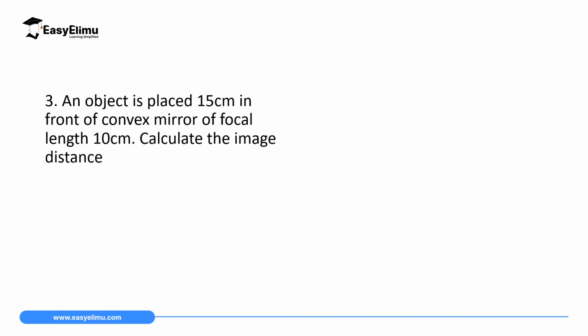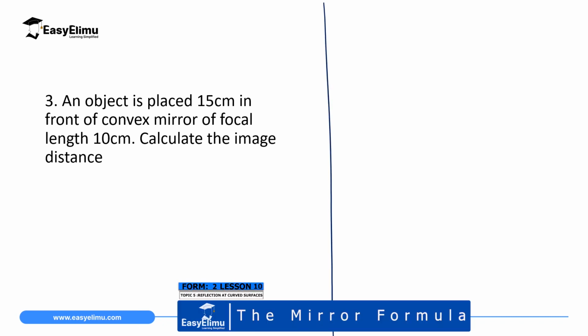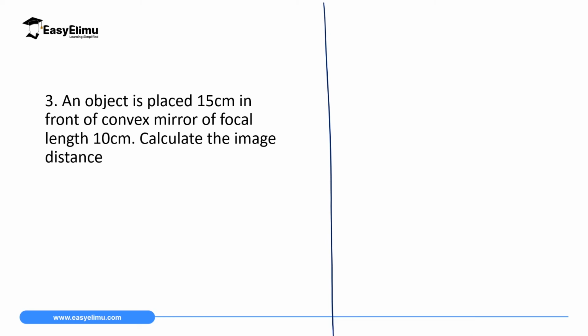So the last question, which involves a convex mirror, the question reads, an object is placed 15 centimeters in front of a convex mirror of focal length 10 centimeter. Calculate the image distance V. So in this case, we have to identify what we have. And what we have here is U, that is the object distance 15 centimeter. Then we have F as 10 centimeter. But again, we also have what we call a convex mirror. That mirror is very important for us to identify what we have. Then the last thing that we are looking for is V.